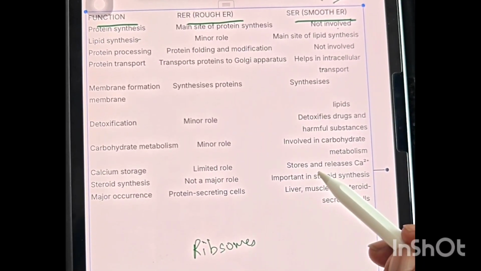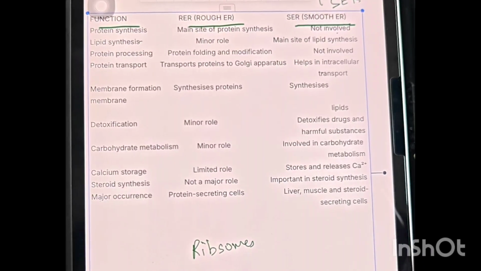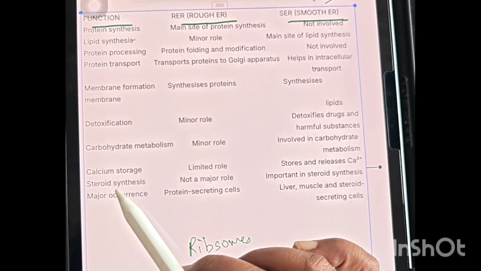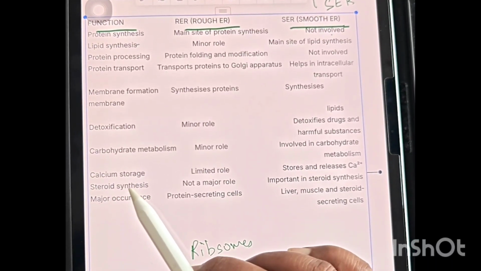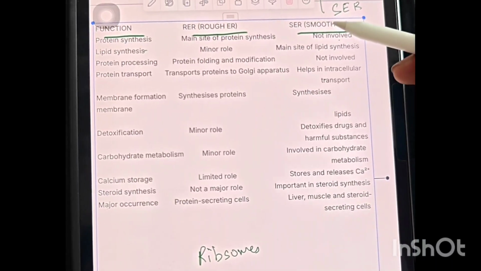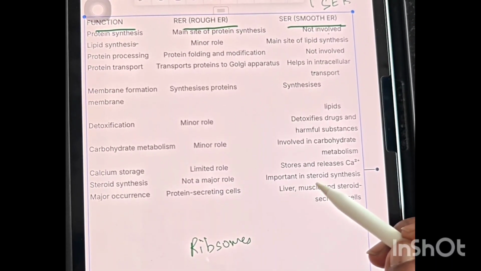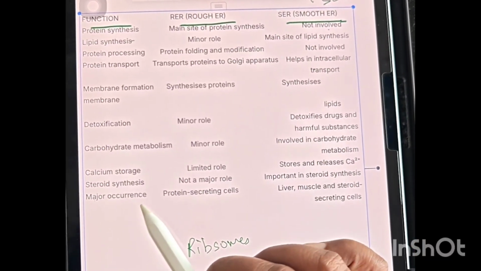Similarly, calcium storage is again performed by the smooth endoplasmic reticulum. It stores and releases calcium ions whenever required by the cell. Next is steroid synthesis, one of the important syntheses taking place in the cell, and the smooth endoplasmic reticulum helps in the synthesis of steroids.